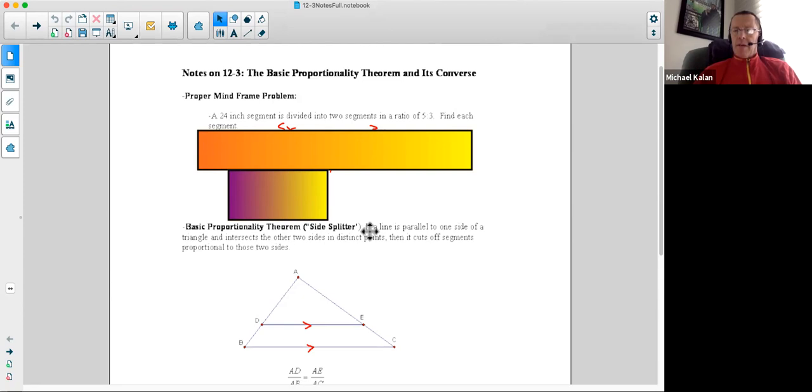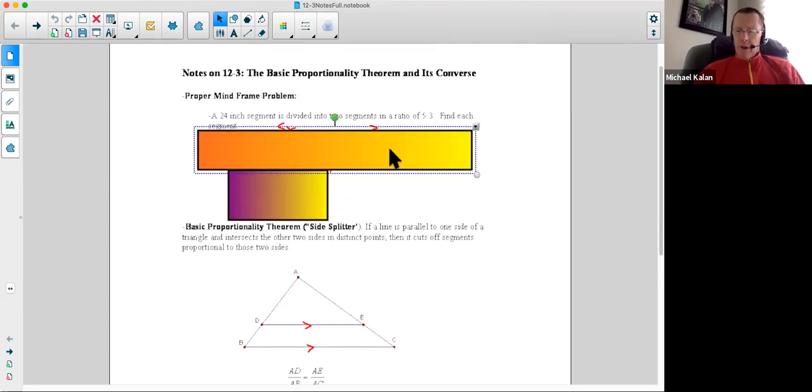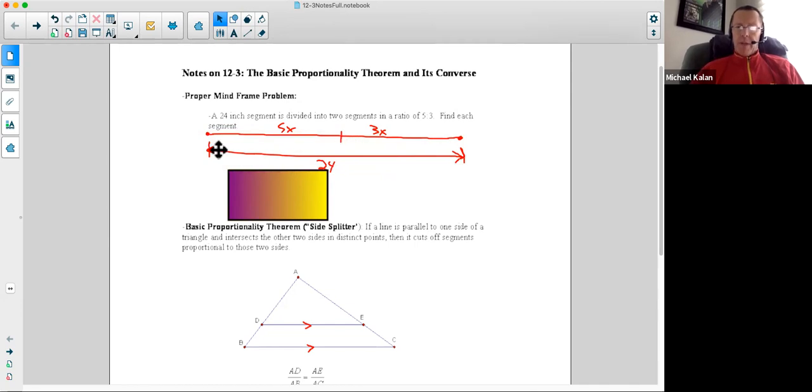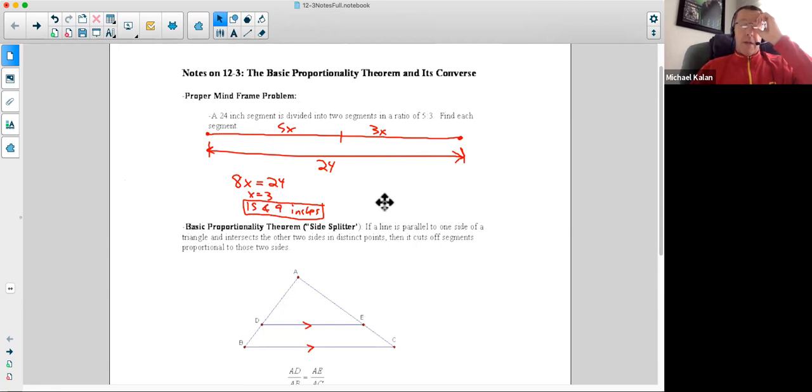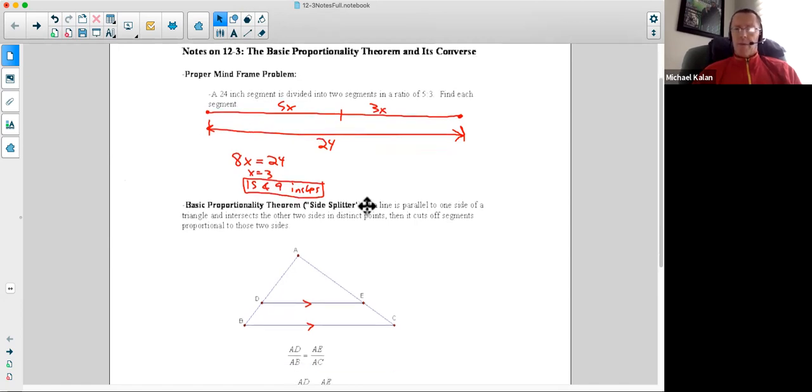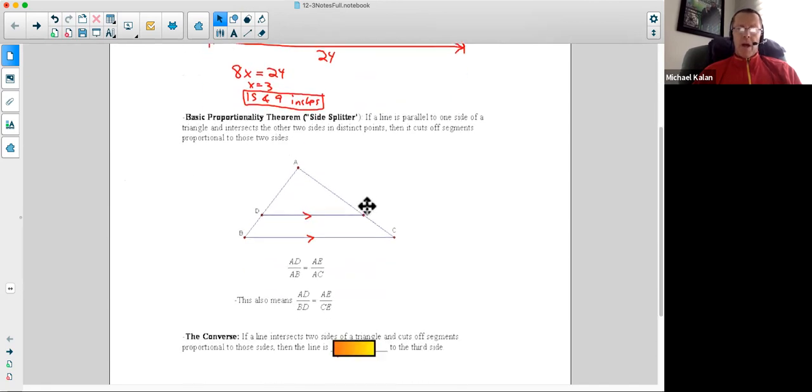If it's 5 and 3, there's really 8 kind of parts to this, aren't there? And it's 24 long. So you probably figured this out, but basically if you made this 5 parts and this 3 parts, or 5x and 3x, and the whole thing is 24, then each x is 3, which means that the 5 of the 3 is 15, and the 3 of the 3 is 9. Okay, now you'll see why that's important as we go along here. Okay, so here we go.